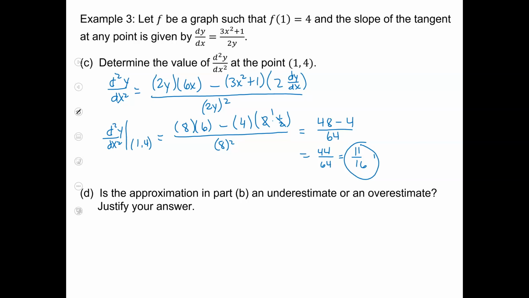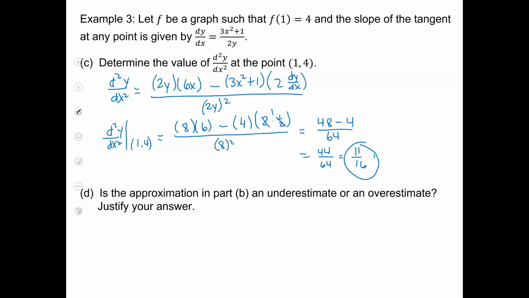Yes. Okay. Why? Because we know the second derivative is positive. Okay, we just calculated it. It's a positive number. That means that at the point of tangency, the function is concave up. Okay, so imagine the function's concave up. Where would the tangent line be placed compared to the function? If the function's concave up, it would be below it. So the approximation we're getting in part B is an underestimate.